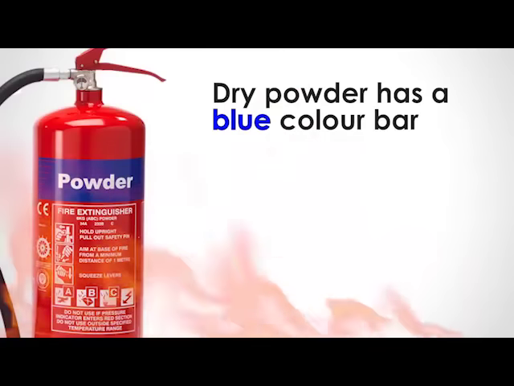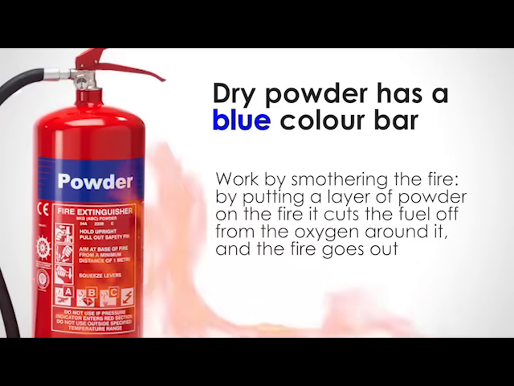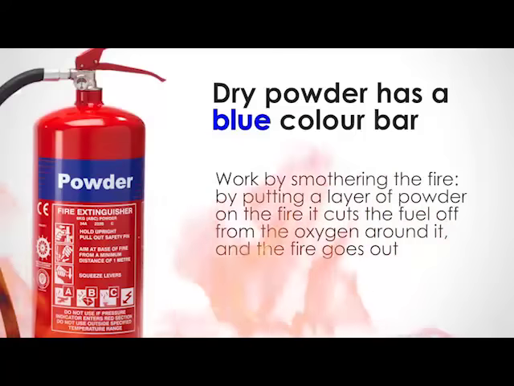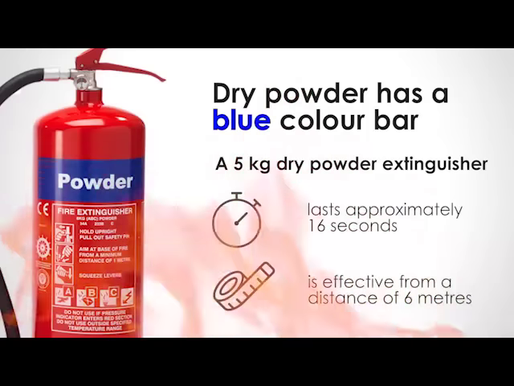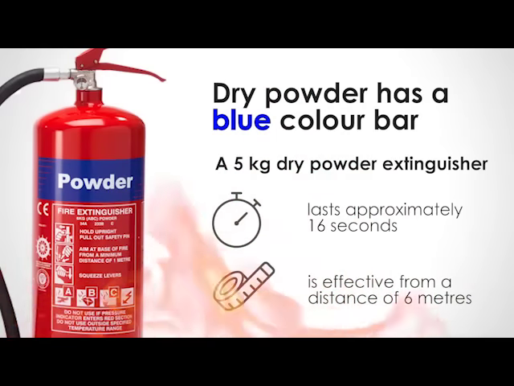Dry powder. This has a blue colour bar. These work by smothering the fire. By putting a layer of powder on the fire, it cuts the fuel off from the oxygen around it and the fire goes out. A 5 kilogram total discharge dry powder extinguisher will last for approximately 16 seconds and is effective from a distance of 6 metres.